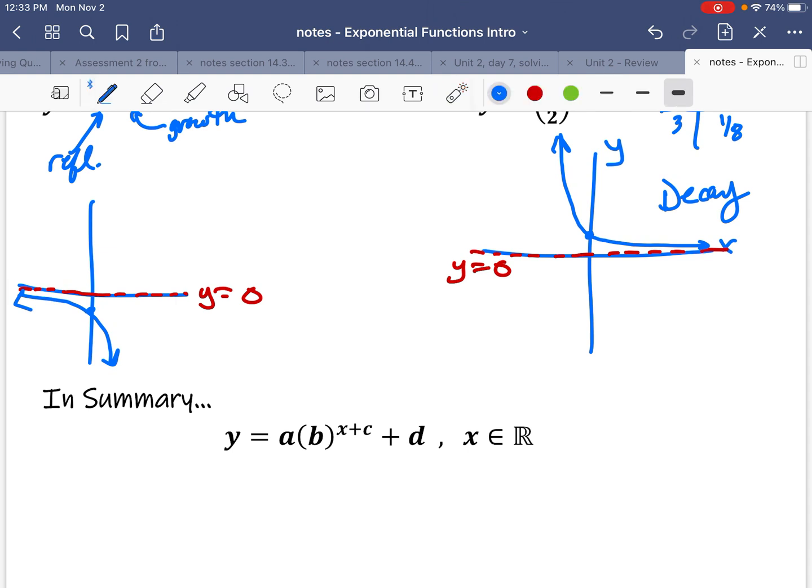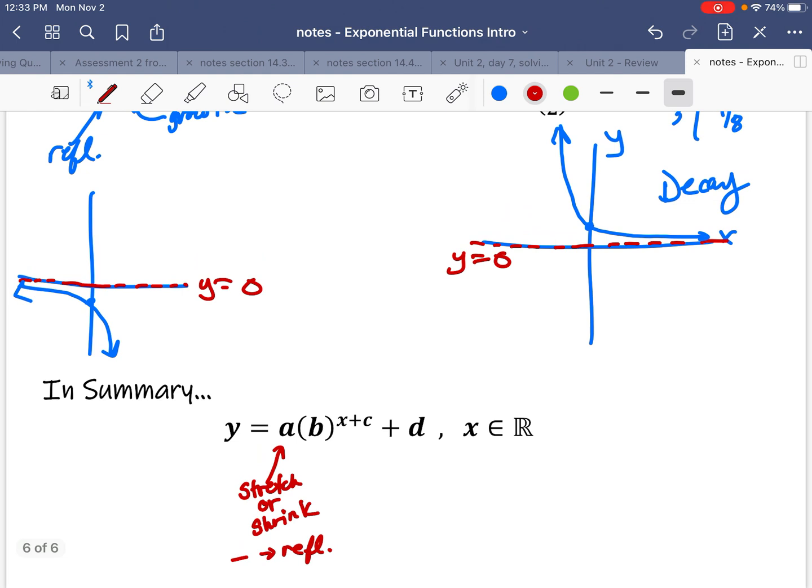All right, so in summary, we have the basic equation of an exponential function with all the changes that could happen. So this right here, remember, that's going to be a stretch or a shrink. All right, if it's a negative, it causes a reflection. Okay, so based on that number right there, though, don't ignore the negative sign if there was one, but if a was bigger than 1, that's a stretch. If a is between 0 and 1, that's a shrink.